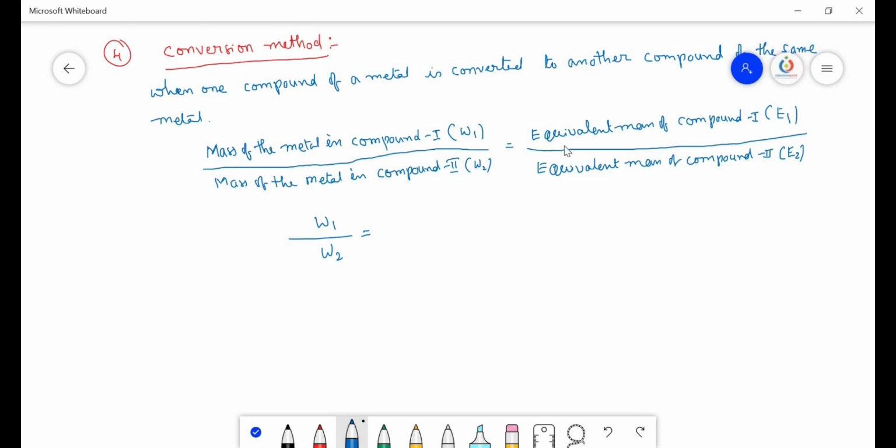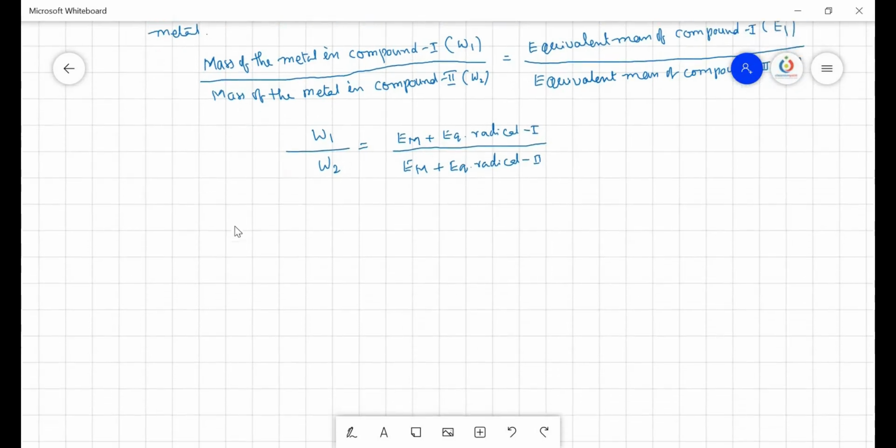So a compound means there is a metal as well as another element also. So here the equivalent mass of the compound can be written as the equivalent mass of the metal plus the equivalent mass of the other ion, radical 1, divided by, in the second compound the same metal is there but the ion may be different, so the equivalent mass of the metal plus the equivalent mass of radical 2. So let us take an example which makes this concept more understandable.